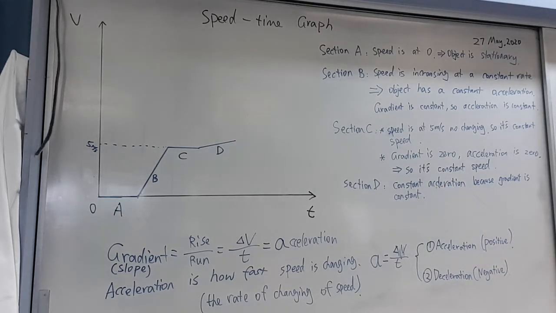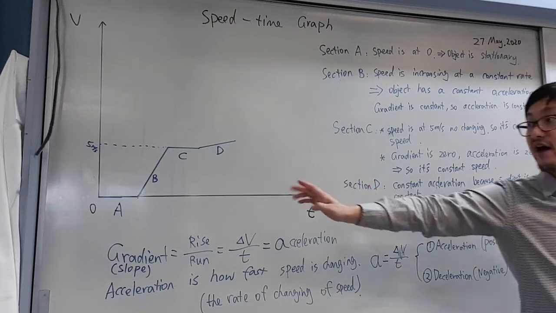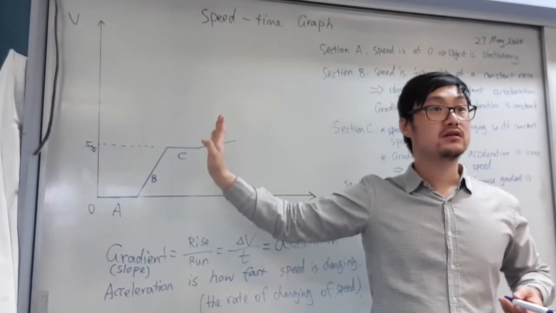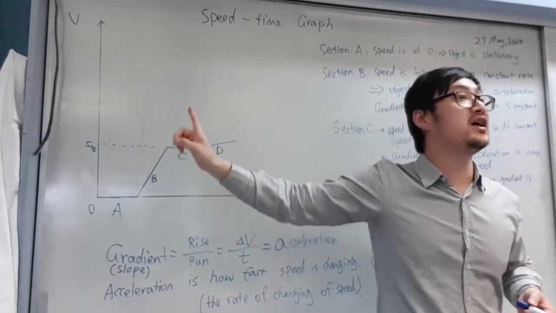Well, that is because the gradient is constant. Constant gradient is constant acceleration. The gradient is acceleration. Okay, and then the next one is how big will B's acceleration be compared to D? D and B, which one has a bigger acceleration? B. Why does B have a bigger acceleration? Yeah, because the gradient is bigger, right?